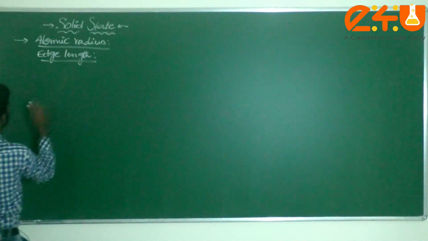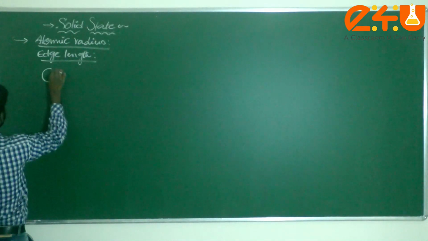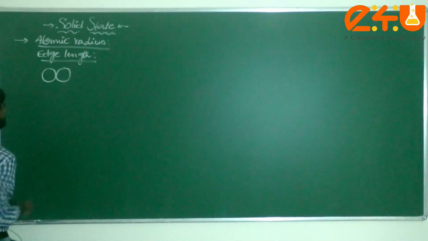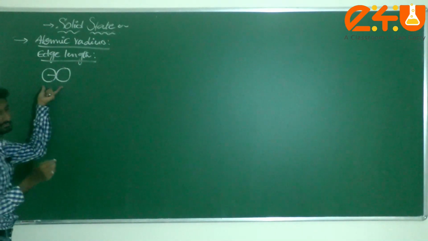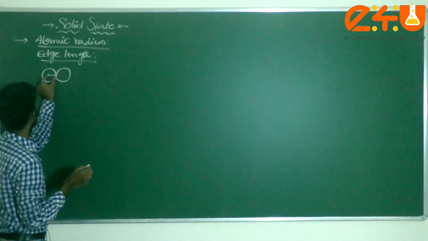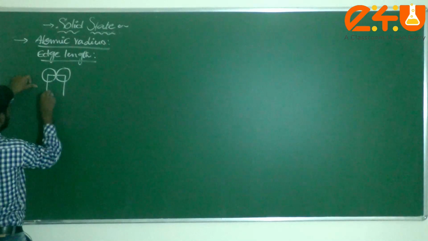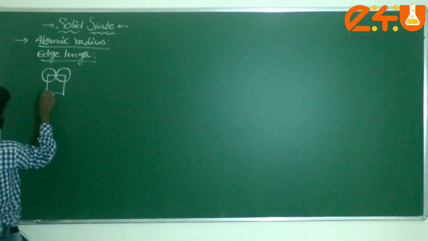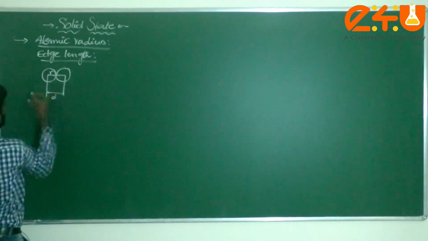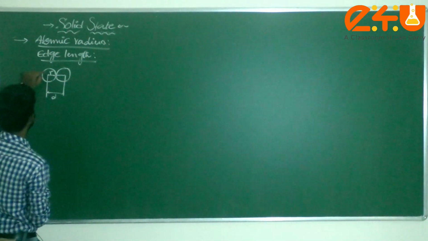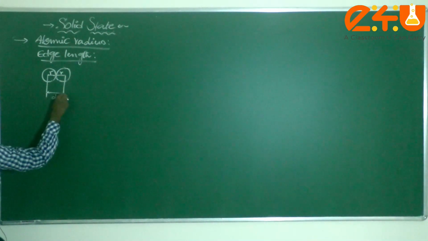First of all, what is meant by atomic radius, or generally you can call it a radius. If I consider these two atoms here, this is half of the distance between the two adjacent atoms. That is generally called the radius. If you take it here, this is the distance d. From this atom to here, this half of the distance I can consider the radius, or from here to here I can consider the radius.